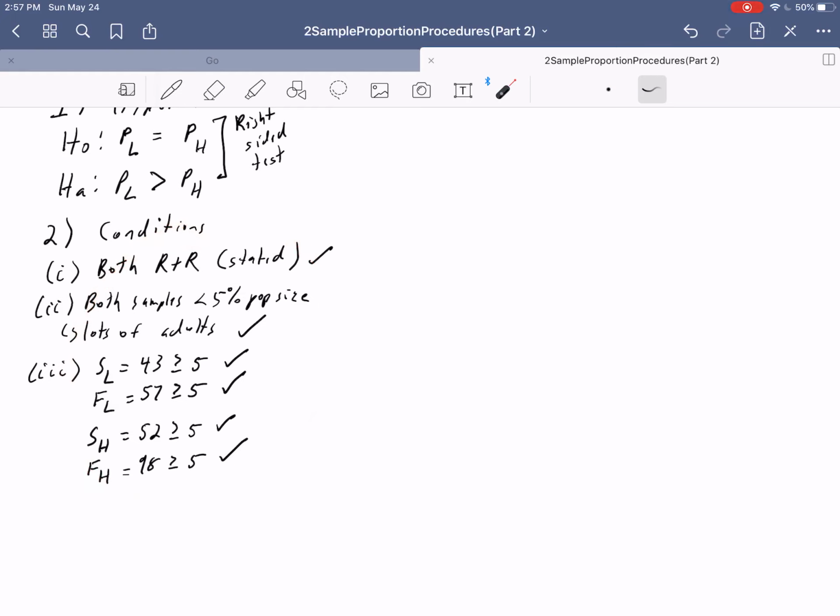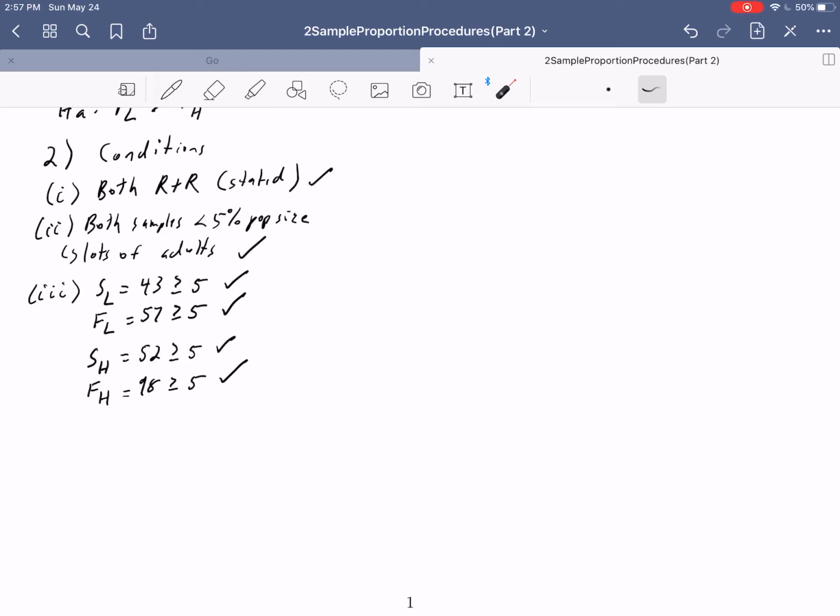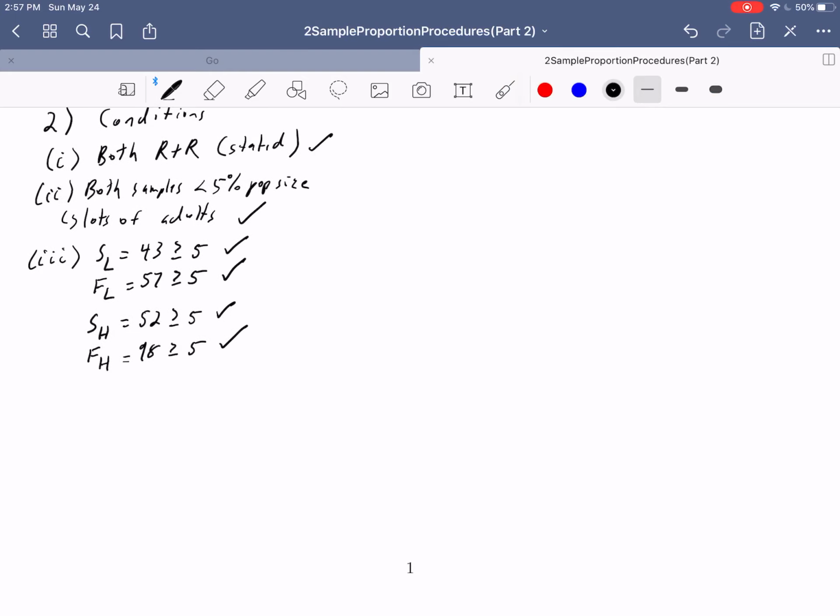The only sort of interesting thing here is that we don't really have two separate populations. We're really testing two separate variables. So notice we only had to mention one population in condition 2. And that is a little bit unique. All right, for step 3, we've got our test statistic here.